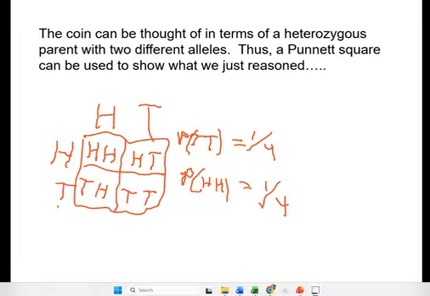So to get double heads, I needed a head here and a head here. When you hear "and," you multiply. So a half times a half ends up being a 1/4 possibility there.